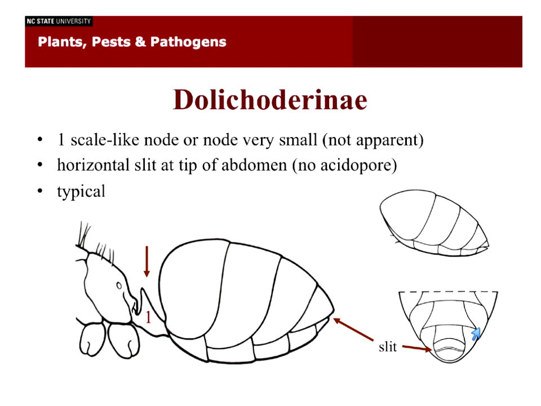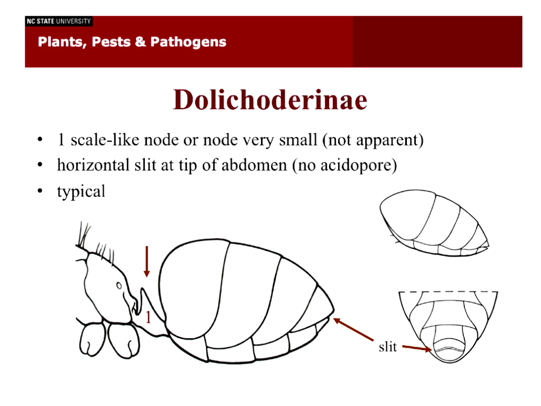But instead of an acidopore at the tip of the abdomen, they have a little narrow slit going laterally, basically a horizontal slit. So that's the best way to tell the difference, because there are some small formicines that look like dolichoderines. So again, with a hand lens or a microscope, you should be able to see that hairy fringed acidopore pretty easily or not.